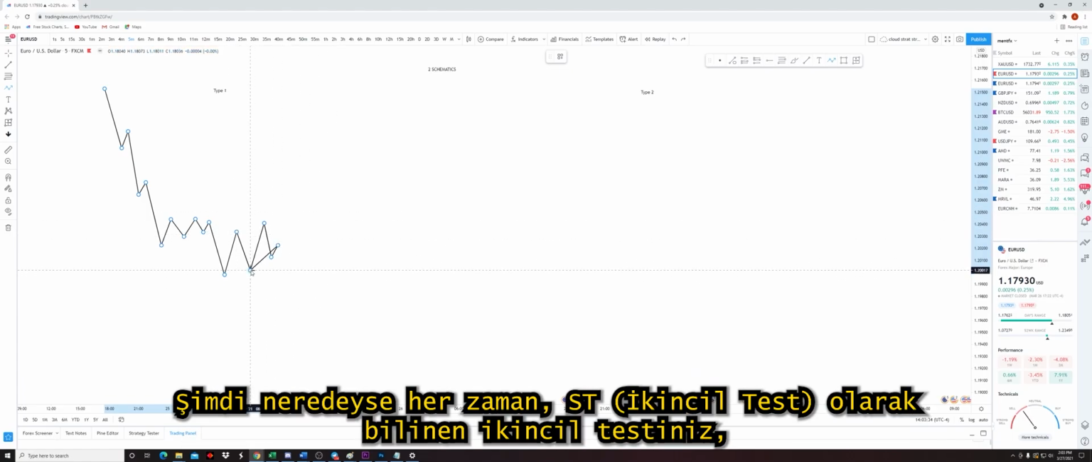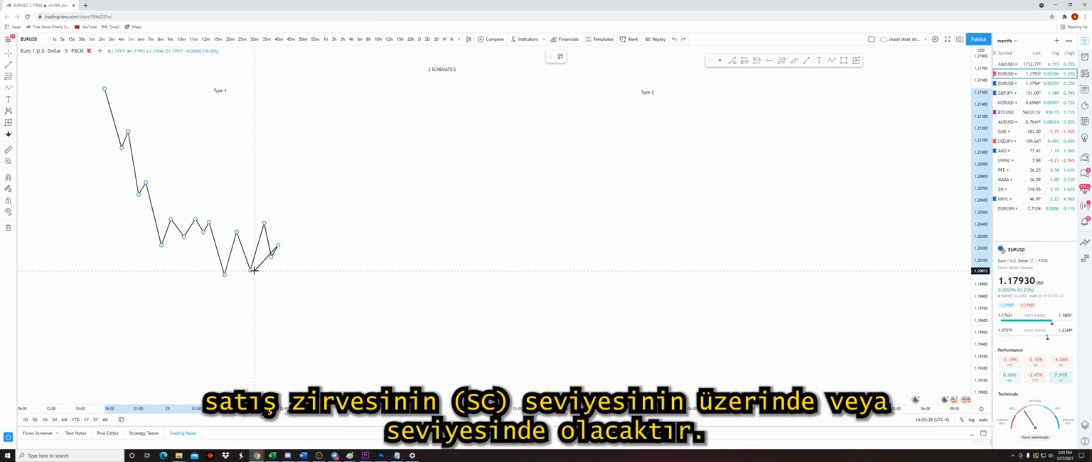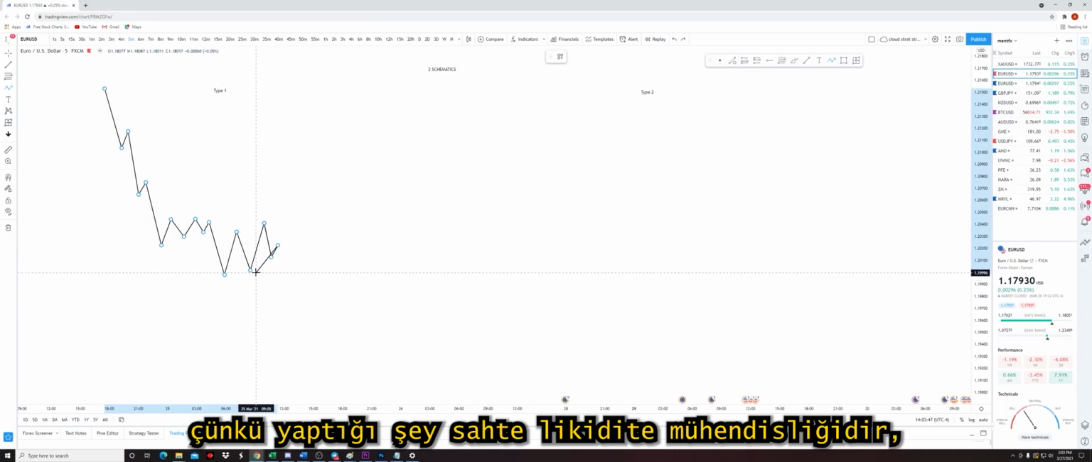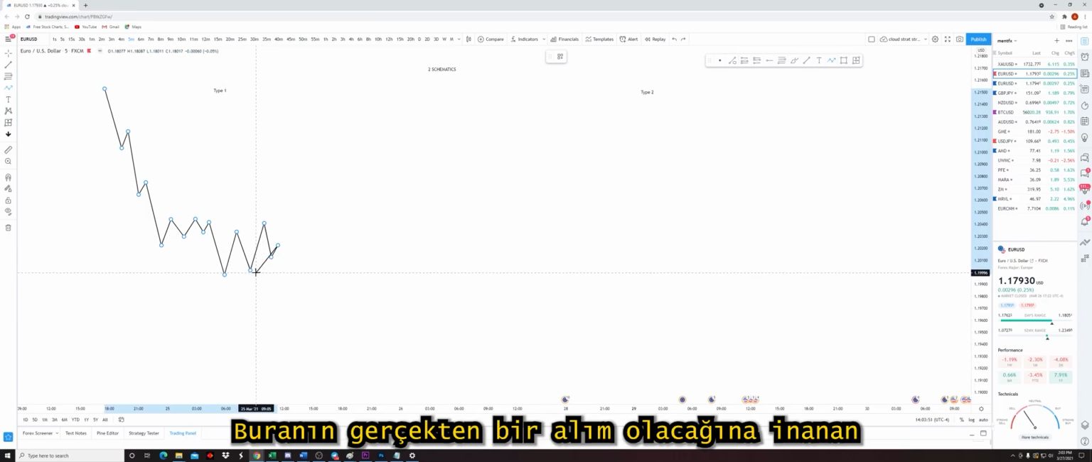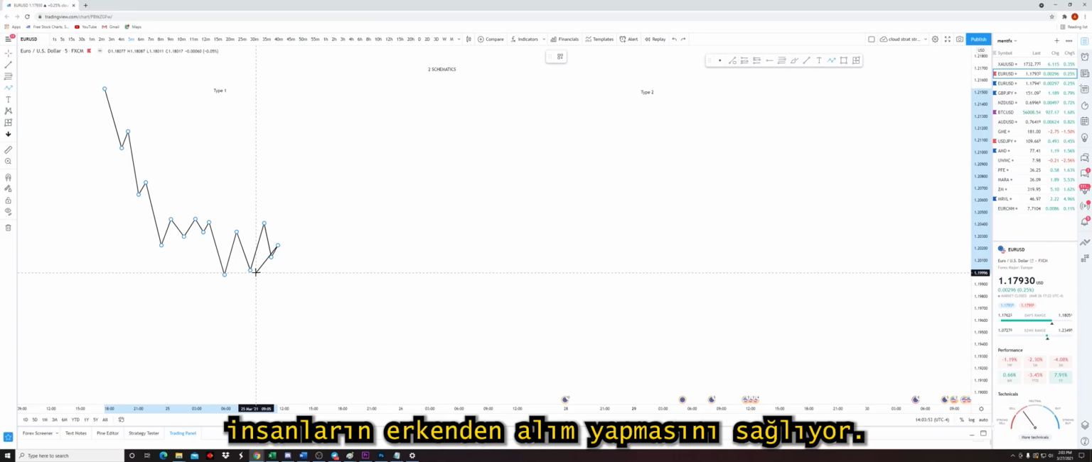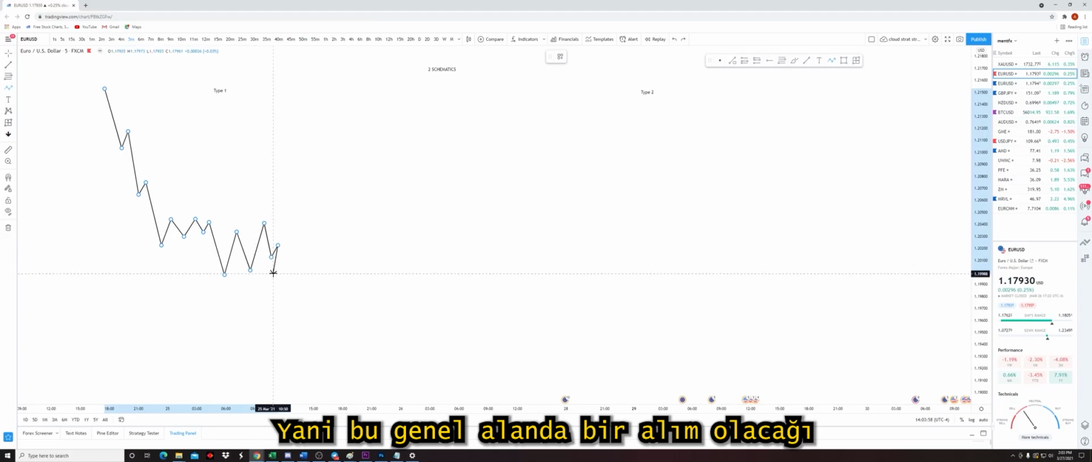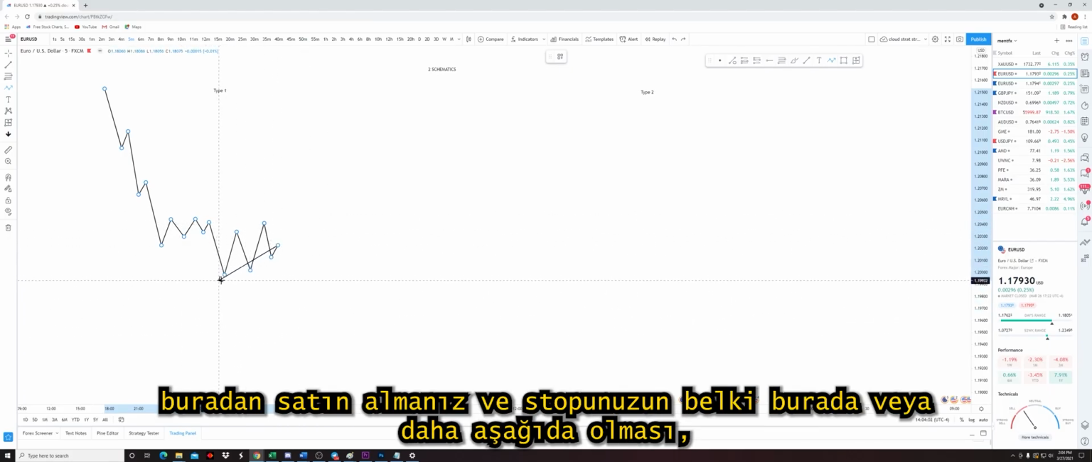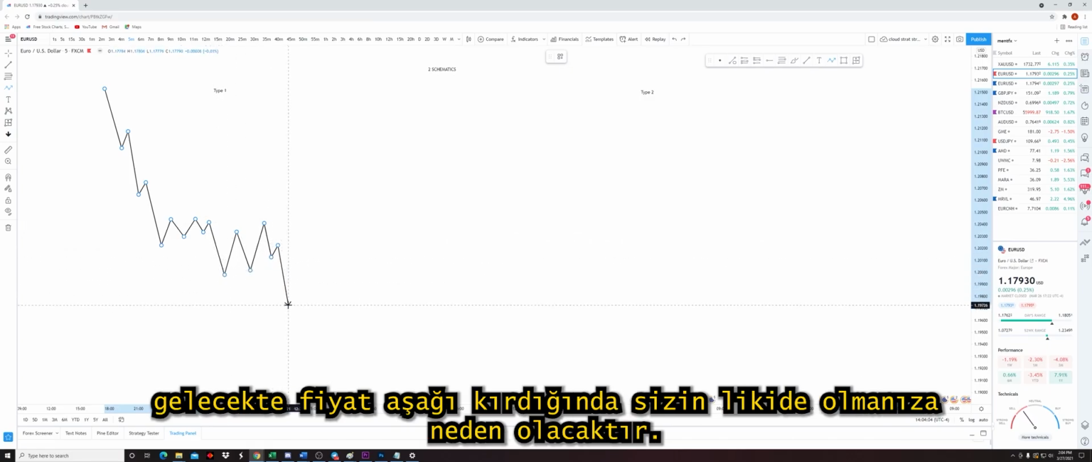Now, almost always, your secondary test, known as the ST, is going to be above or at the level of the selling climax. It could go a little bit below, maybe like a tiny wick, but usually it'll be at that level. Because what it's doing is it's engineering fake liquidity. It's engineering fake lows. It's making people that really do believe it's going to be a buy from here, buy into it early, right? So even when you might be right about the fact that there's going to be a buy in this overall area, you buying here and having a stop maybe here or even lower is going to get you liquidated in the future when price breaks lower.